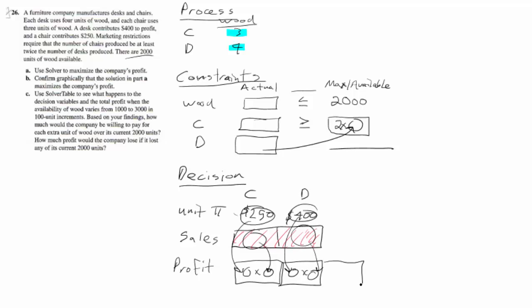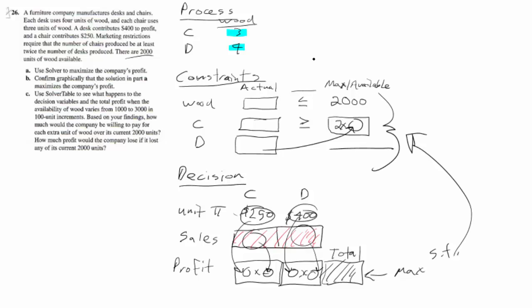And then we'll do a total profits, which is just the sum, of course, of this and this. And that'll be our objective. We want to maximize that subject to these constraints here. Okay, so this one I think will actually be really easy to set up. So let's jump over to Excel and do it.